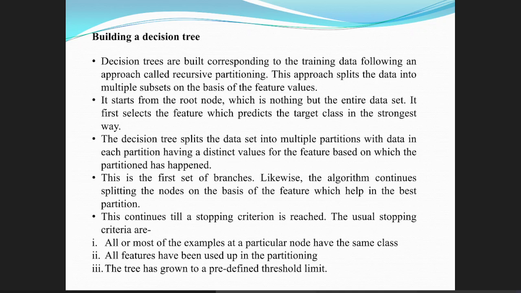If I have, for example, 3 attributes only: aptitude, communication, and personality. Based on these 3 attributes, I want to find out whether the student will be given an offer by a company or not. So based on these 3 attributes, I will construct a tree. I will build a tree, right? How will I construct a tree?